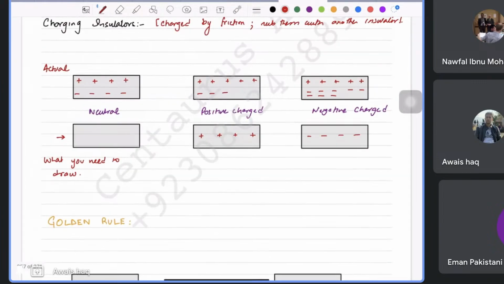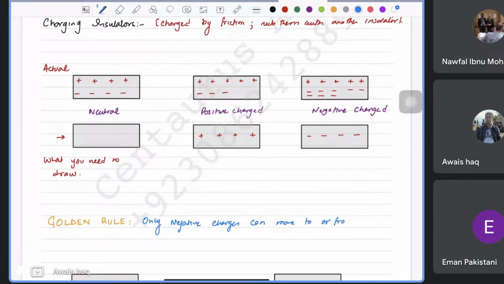Now the most important thing, the golden rule that I'm going to write in blue, is that only negative charges can move to or from a material. Positive charges, as you might have learned in chemistry, live within the nucleus, so positives do not move. You can only gain electrons or lose electrons. Do you understand this? Yes, sir.